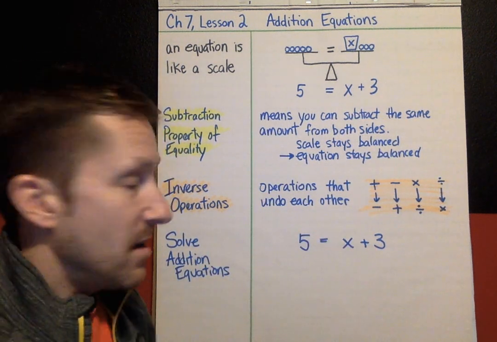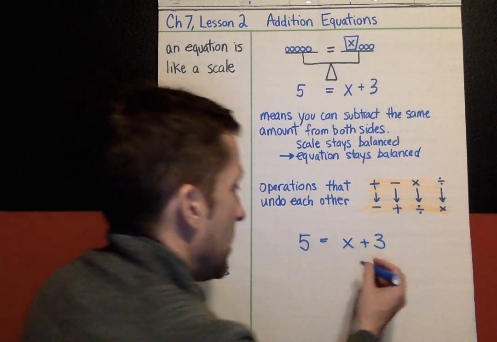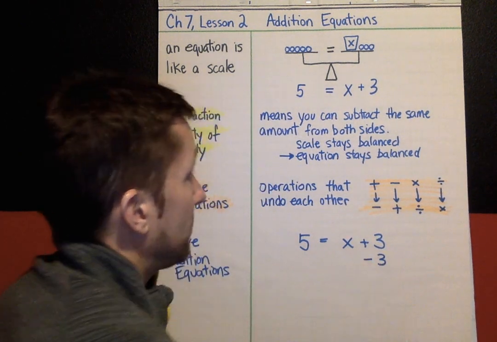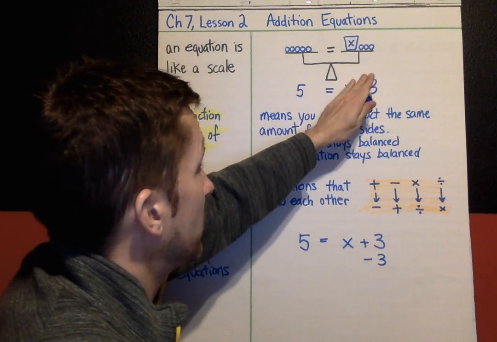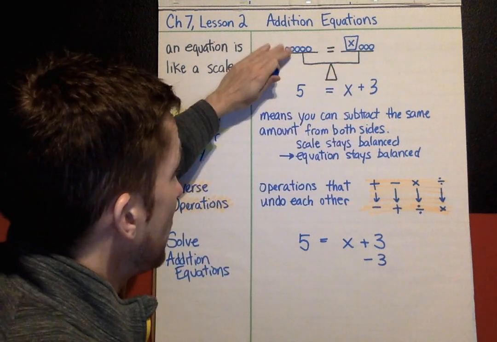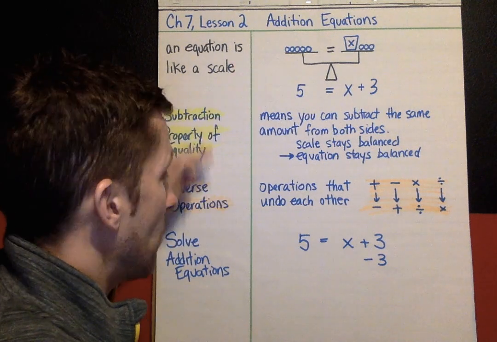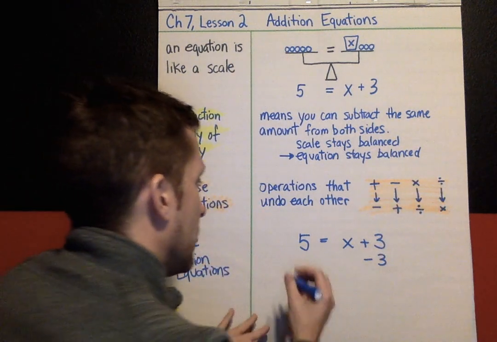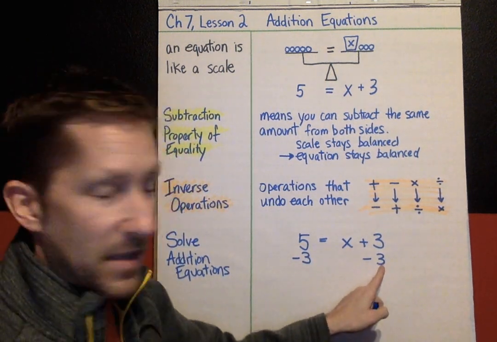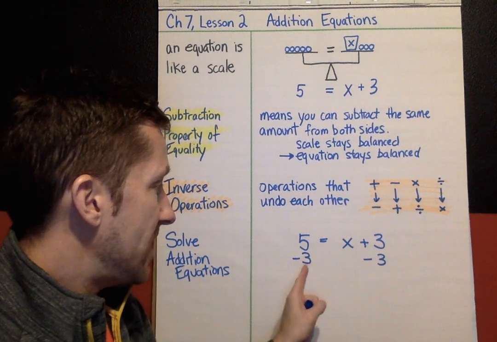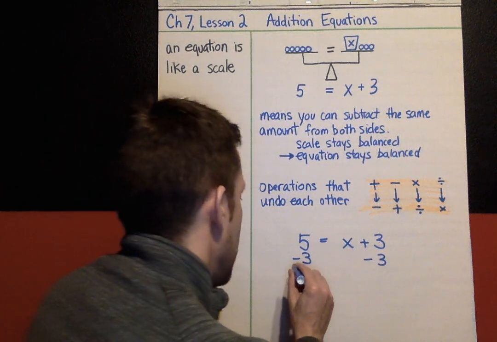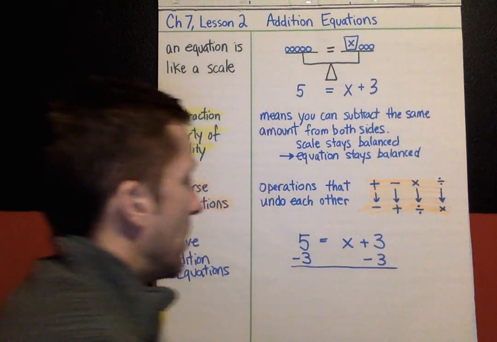Subtracting. Because 3 is being added to my cup or variable, I want to undo that with the inverse operation. What's the inverse of add 3? That is subtract 3. So I want to show that I'm taking away 3 from this side of the equation, but I also have to take away 3 from this side. Otherwise, the scale would not be balanced. So showing my work looks like that. I took away 3 from this side of the scale, and I took away 3 from this side of the scale.